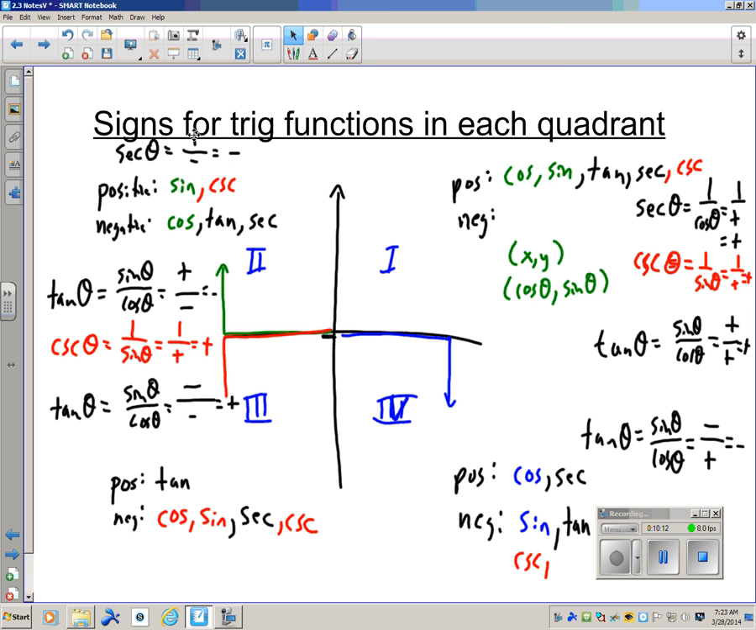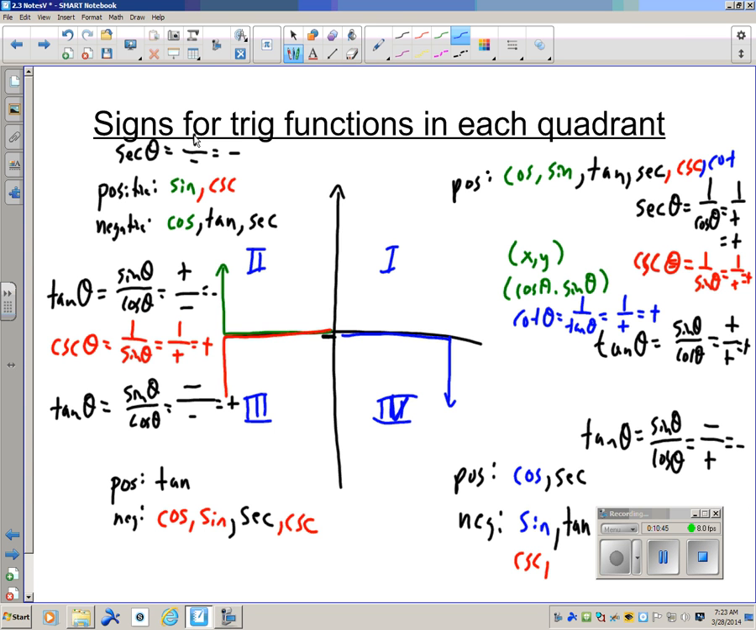So then cotangent. Cotangent is the reciprocal of tangent. Running out of colors here. Here, we'll do blue. So cotangent of theta is equal to 1 over the tangent. Well, tangent there is positive, so 1 divided by a positive is a positive. So cotangent is also positive. So in this case, we have no negatives here in quadrant 1.